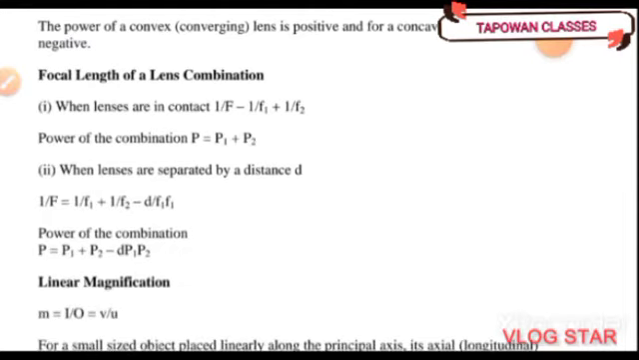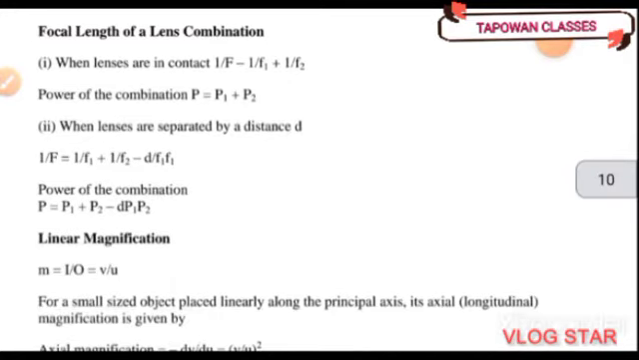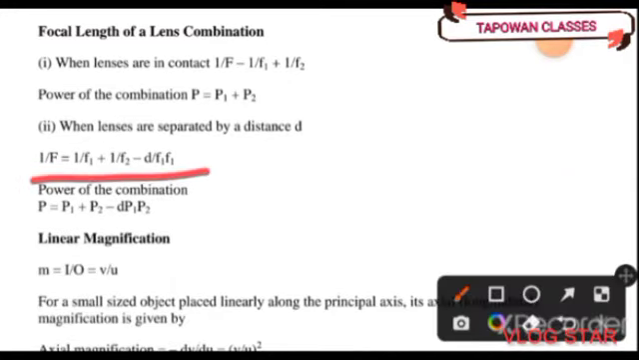What is the combination of lenses? When lenses are in contact, 1 by f is equal to 1 by f1 plus 1 by f2, and the power of the combination is P is equal to P1 plus P2. When lenses are separated by a distance d, 1 by f is equal to 1 by f1 plus 1 by f2 minus d by f1 f2. So the power of the combination is P is equal to P1 plus P2 minus d into P1 P2.